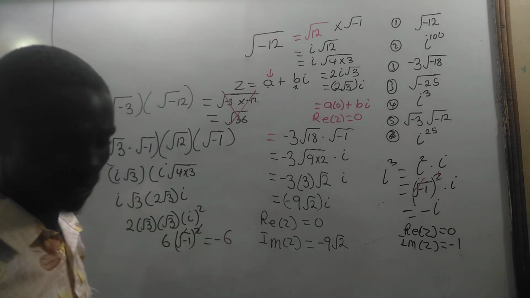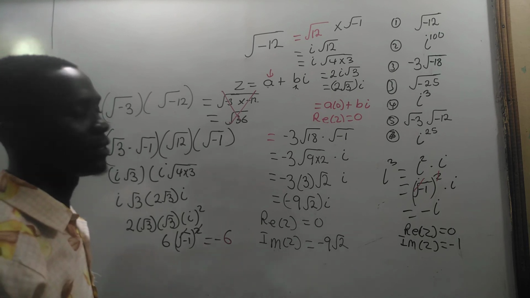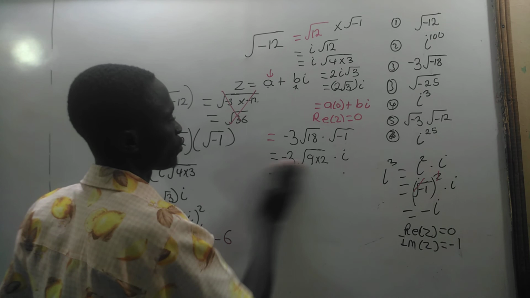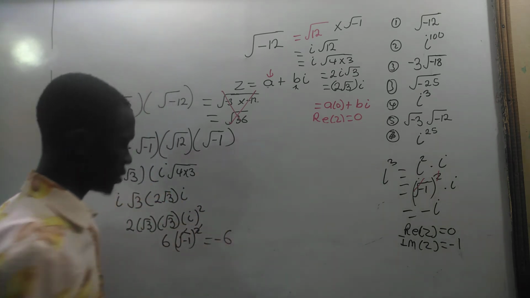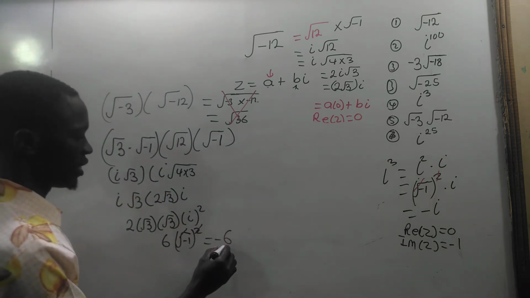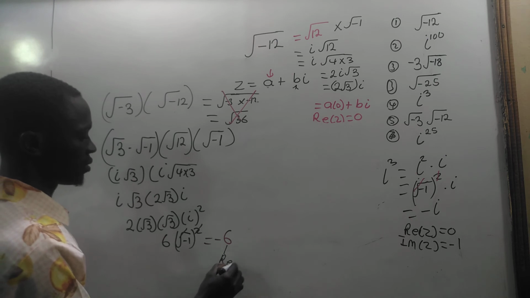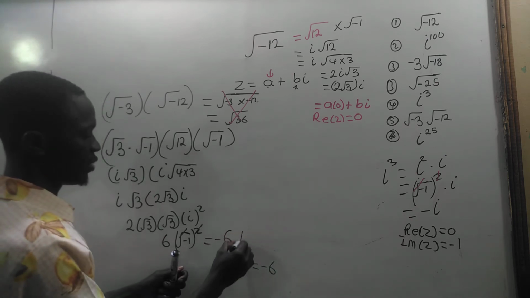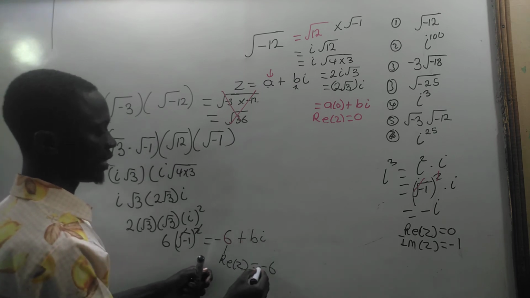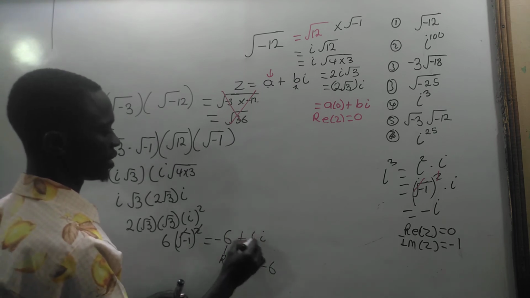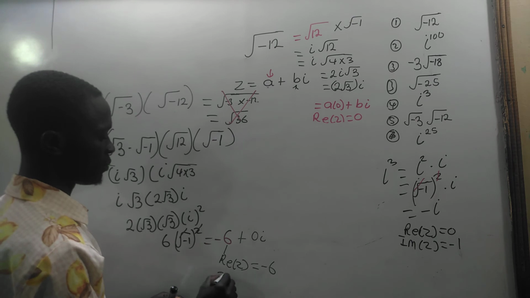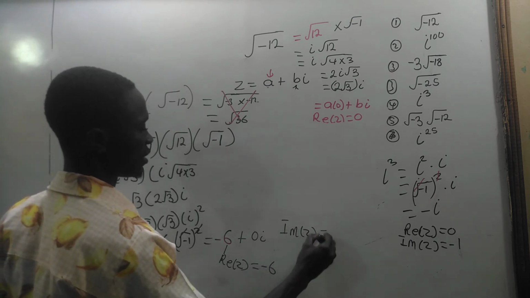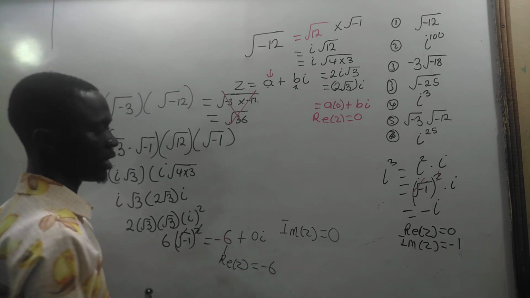Let's look at the last one. That is i to the power positive 25. So here we only have the real part of z equal to negative 6. We don't have any plus b i here, because this is 0. So here the imaginary part of z is equal to 0. That is what we have.